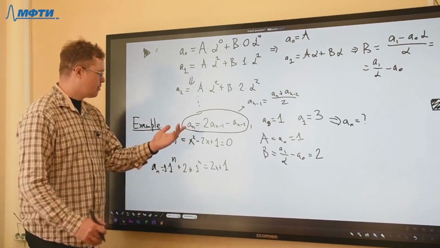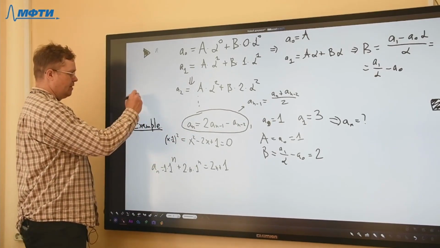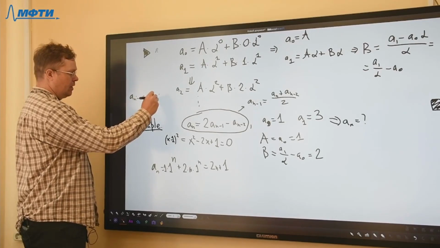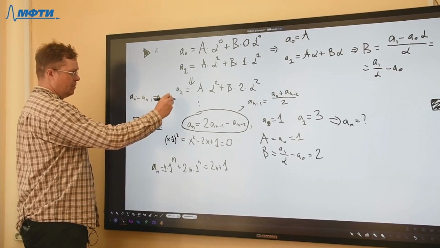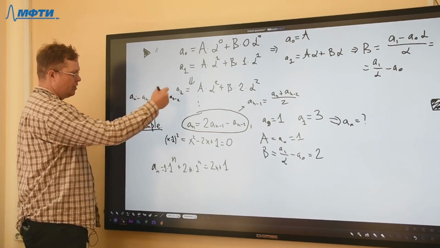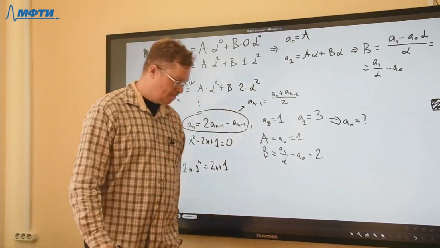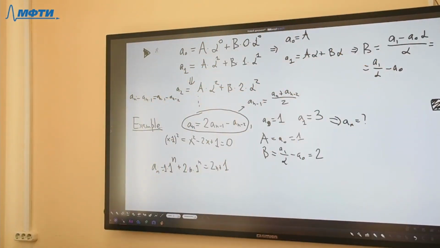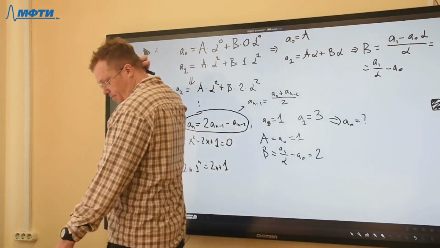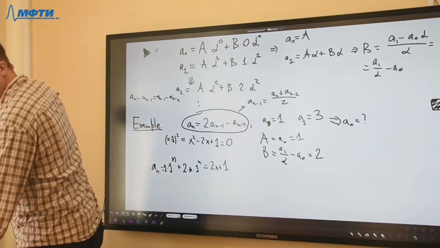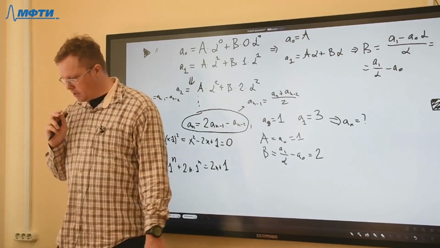So I can rewrite this as a_{n-2} = a_{n-2} - a_{n-1}... So this is the difference between the consecutive elements is the same. Okay. Let me give another.